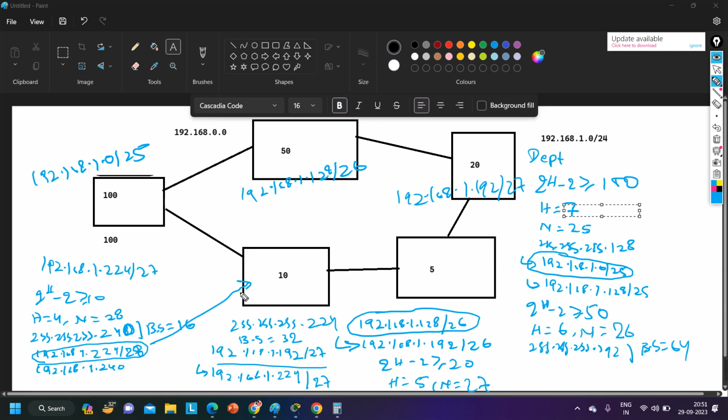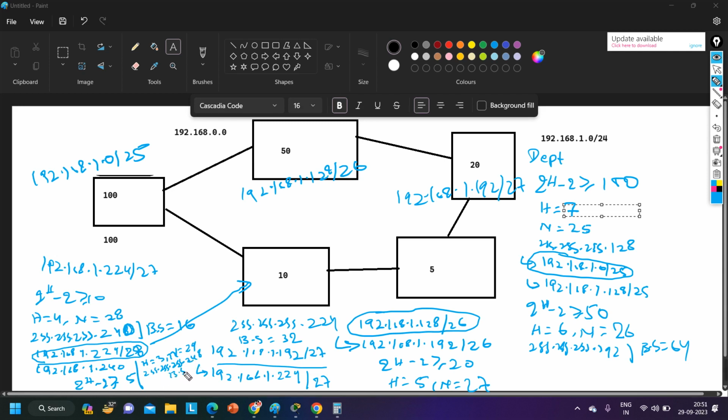15. So I can give this network to department 4, and again here we will perform subnetting. 2 to the power h minus 2 should be greater than or equal to 5. So what should be the value of h here? 3. So n will be 29. Subnet mask 248.